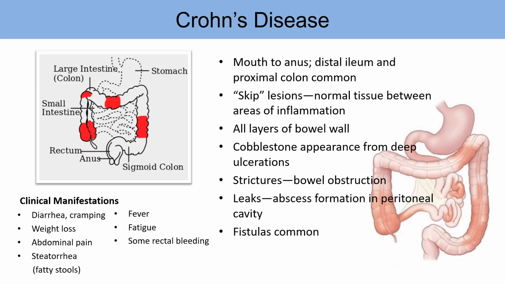Okay, so let's go a little bit deeper into Crohn's disease. You see this picture here, just like I mentioned, there is normal tissue in between areas of inflammation, and it can be from the mouth all the way down to the anus. So manifestations: there's going to be diarrhea, cramping, weight loss, abdominal pain, steatorrhea, which is fatty stools, fever, fatigue, and they may experience some rectal bleeding.